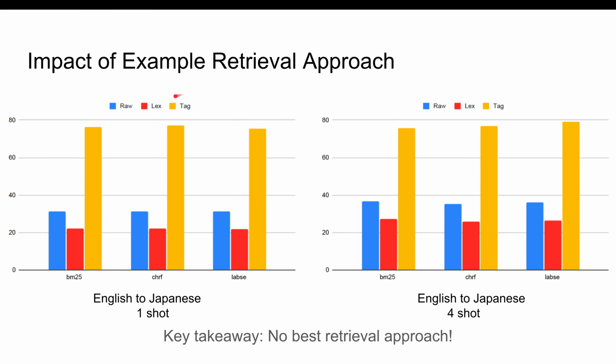So far, I've only talked about results using the LabSet retrieval approach, but we have to understand what happens if we switch the retrieval approach. We compared English to Japanese one-shot and few-shot settings using the BM25, chrF, and LabSet approaches, and we didn't find any particular reason to believe that one approach is better than the other.